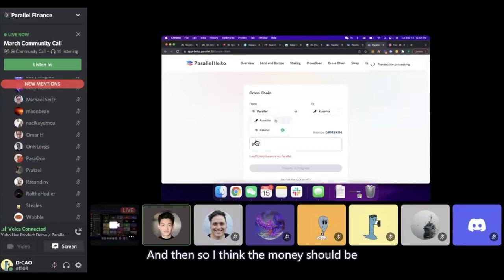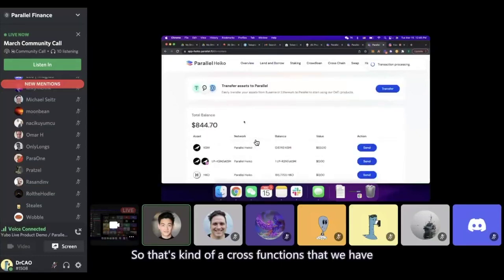And then I think the money should take a little bit of time, and will be on the Kusama side. And if you want to transfer back, you can transfer back. So that's the cross-chain function that we have between Kusama and Heiko.